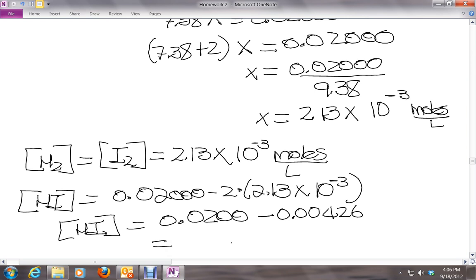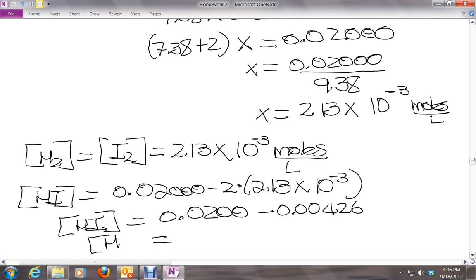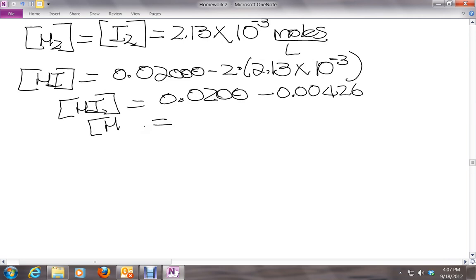Okay, hold on. 0.02 minus 0.00426 equals 0.01574. So the concentration of HI, let me put it a little bit higher so you can see it better, HI would be equal to 0.01574 moles per liter.